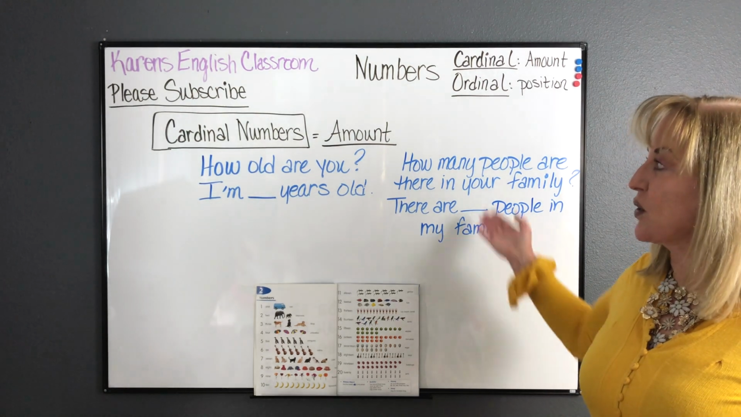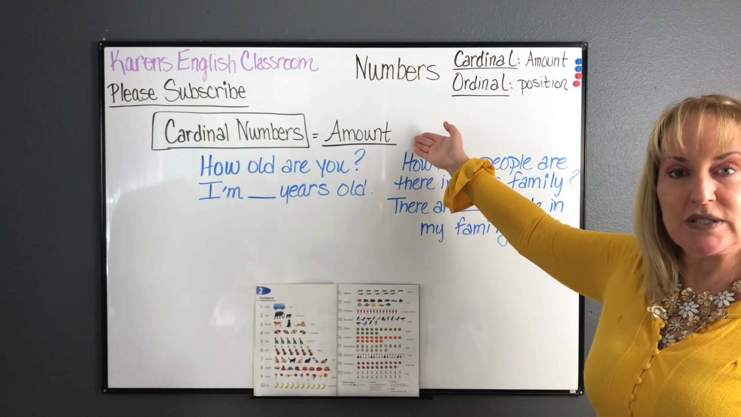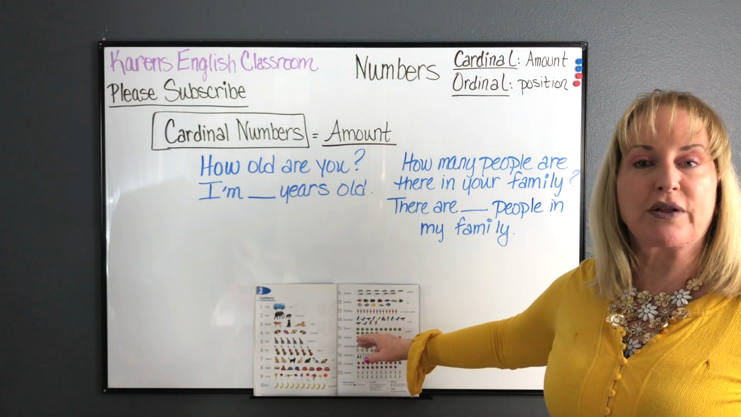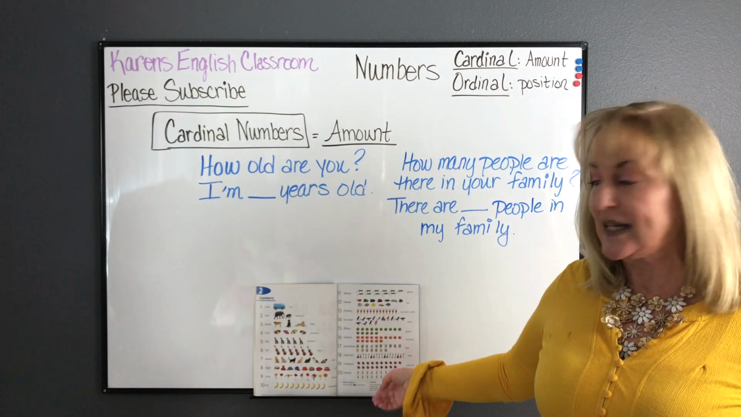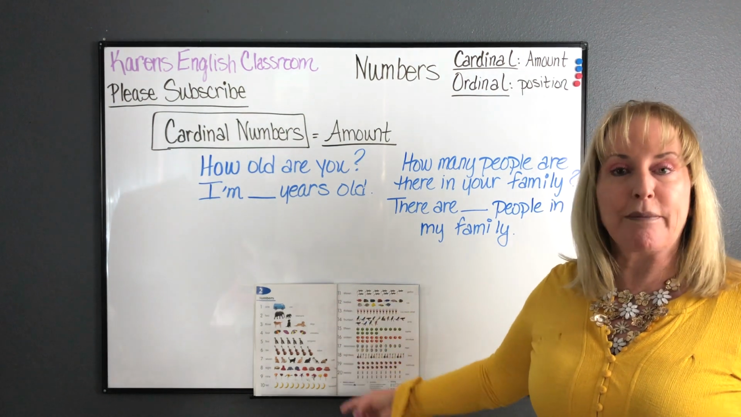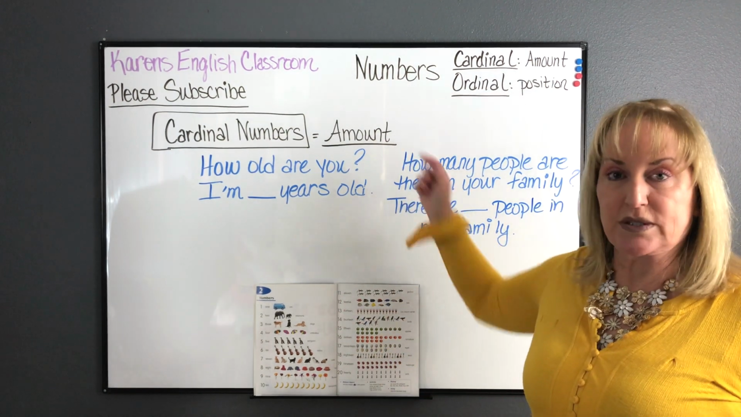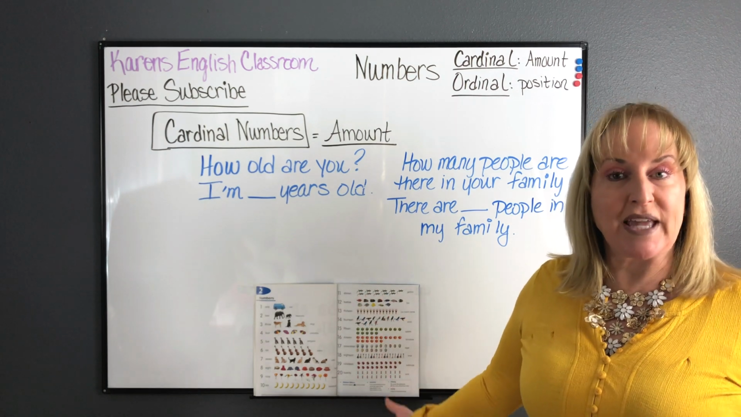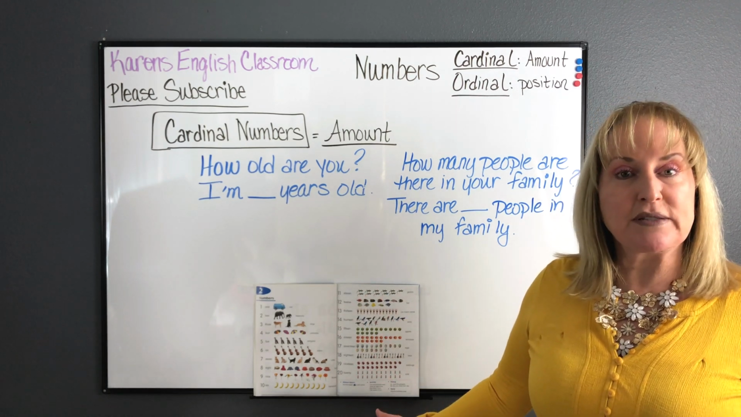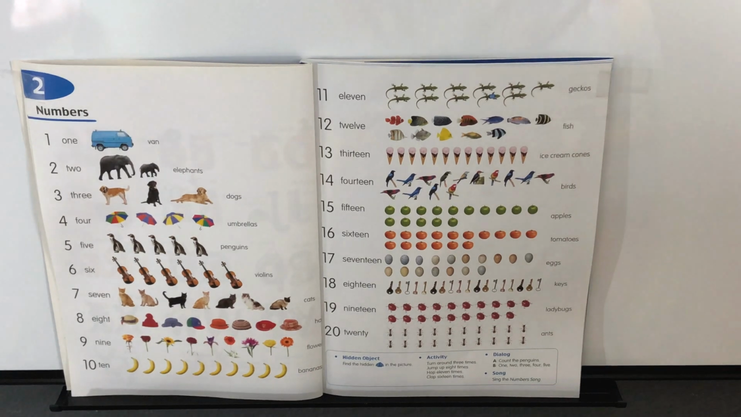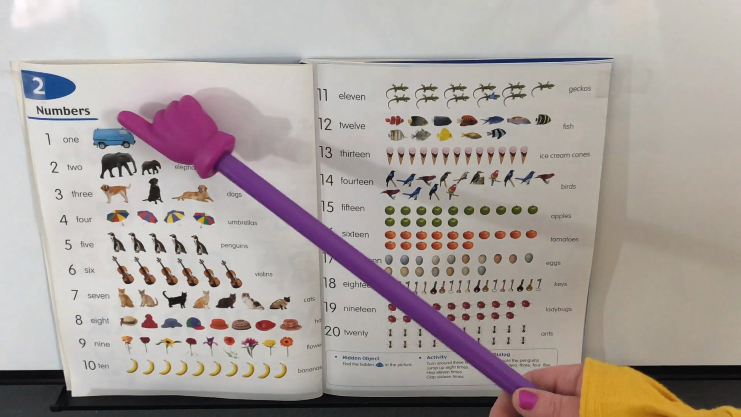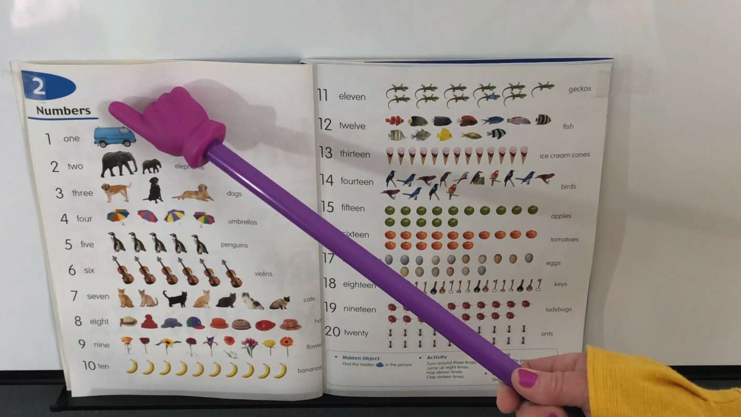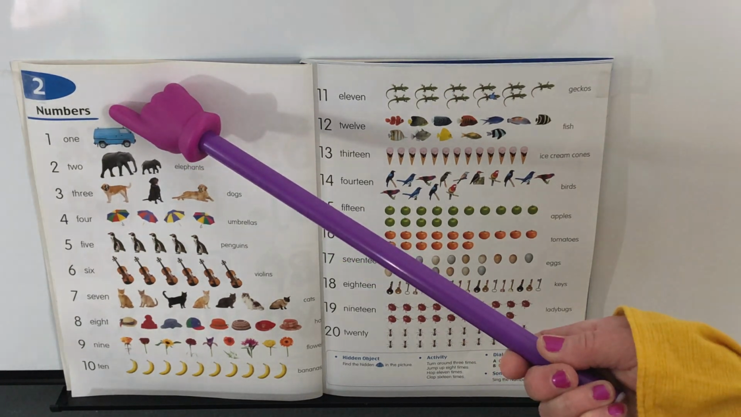Okay, very good. So cardinal numbers are the amount. So we're just going to practice. I found a page in a book that I want to practice with you, class. It's just the numbers, the amount. So let's practice pronunciation of the numbers.